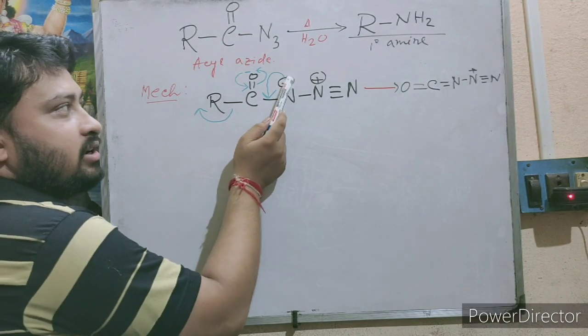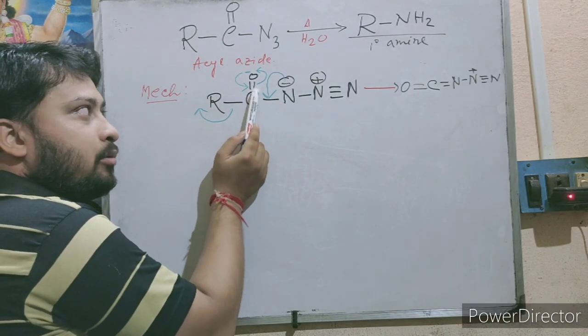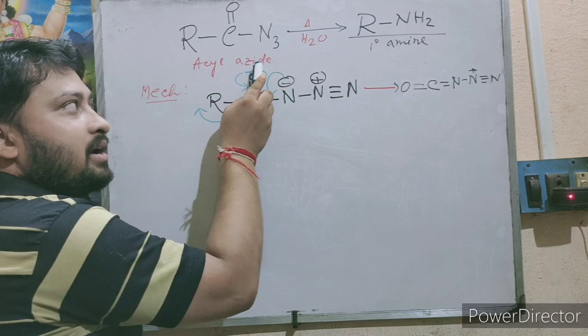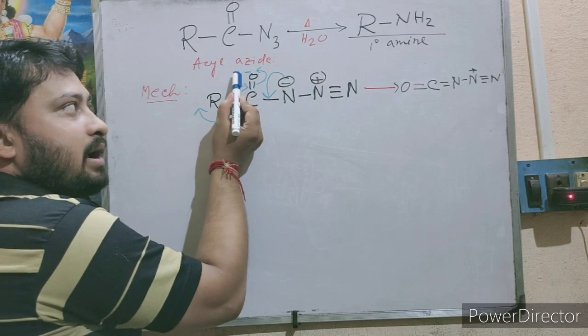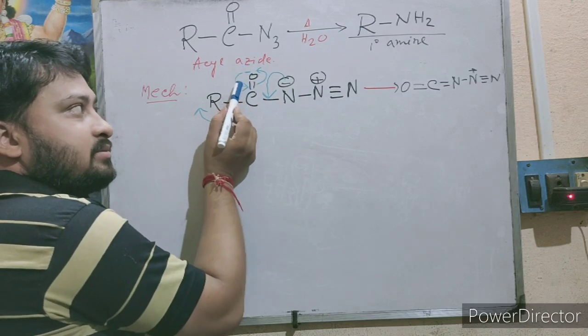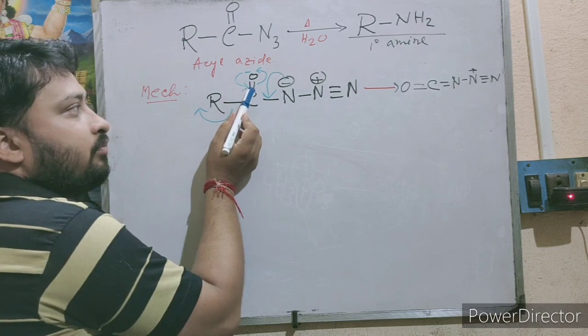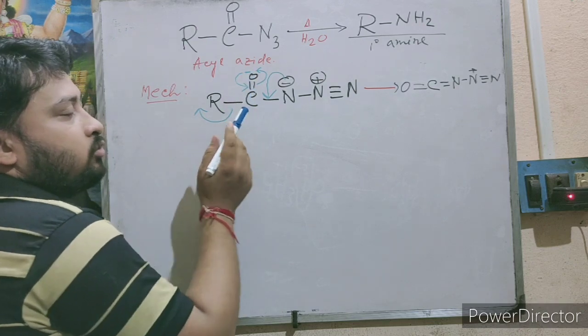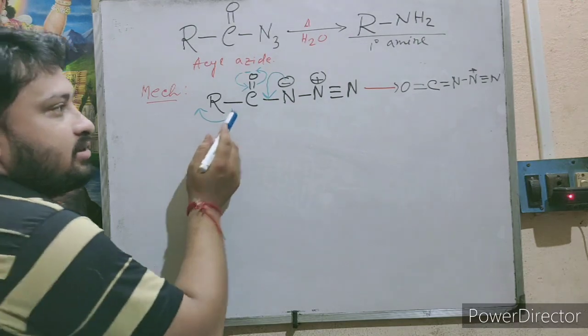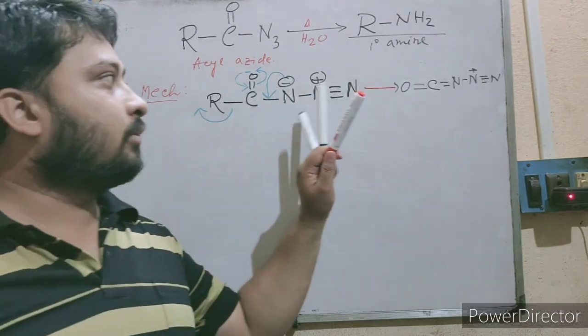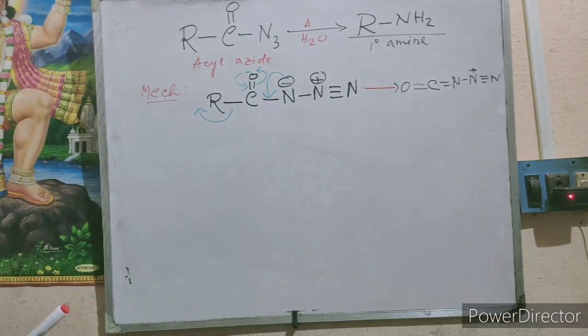I repeat it again. Nitrogen gives its minus, so the pi bond between carbon and oxygen is removed from here. Then it donates its pi bond back to create a pi bond, and R is removed from here. So we get from here to this compound.